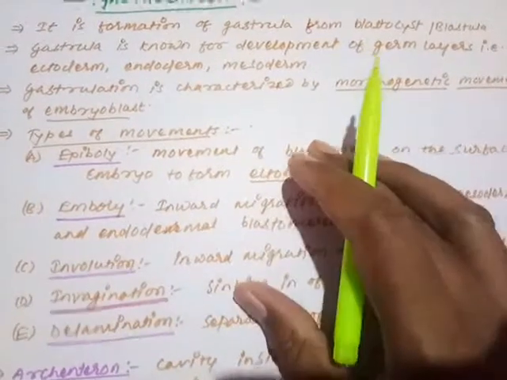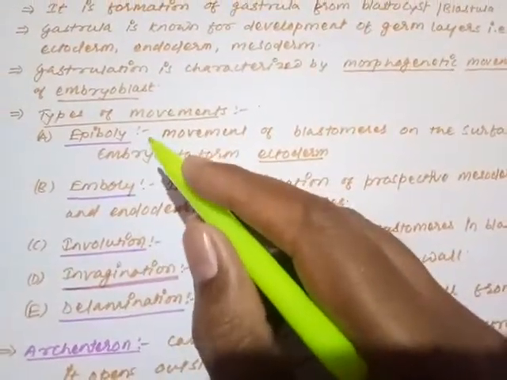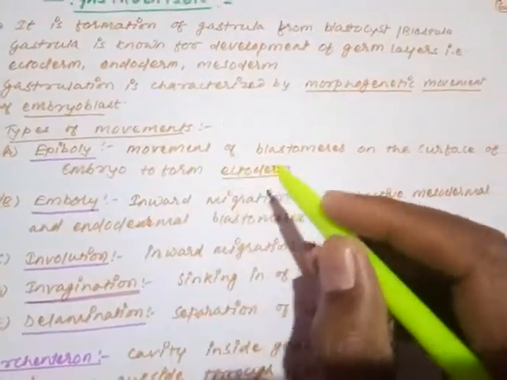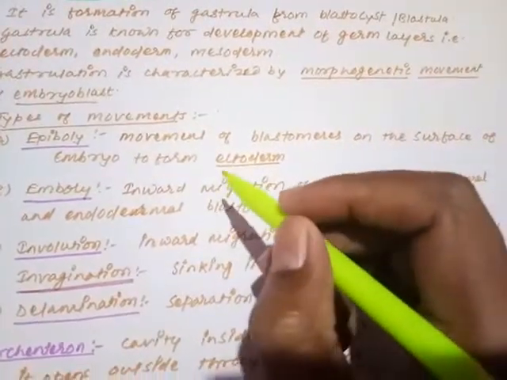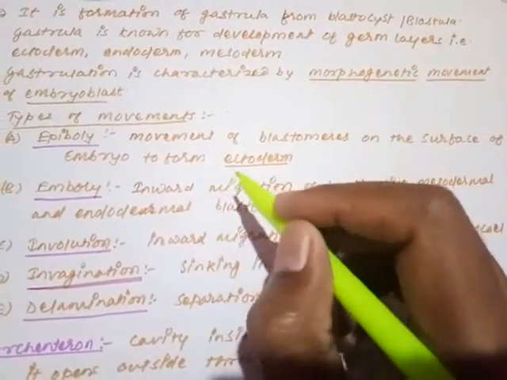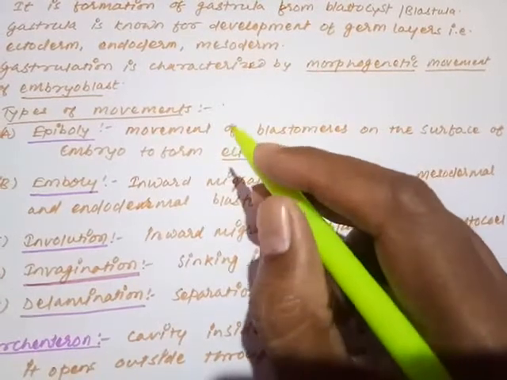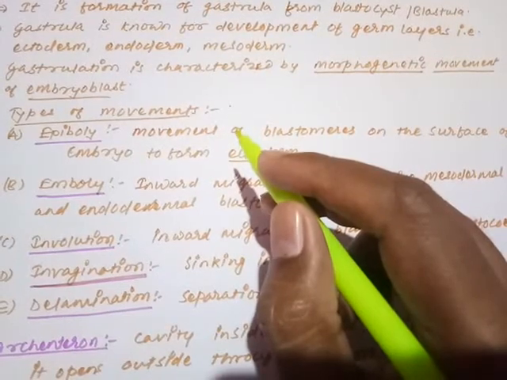Okay, so moving on to the next. During the morphogenetic movement, how many types of movement can a blastomere show? Just try to understand. Blastomeres can show 5 types of morphogenetic movement. The first one is called epiboly. What is epiboly? The movement of blastomeres on the surface of the embryo to form the ectoderm. Epi means upside, boly means movement, which means the blastomeres will move in the upper direction so that they could produce the external surface of the embryo, that is called ectoderm.